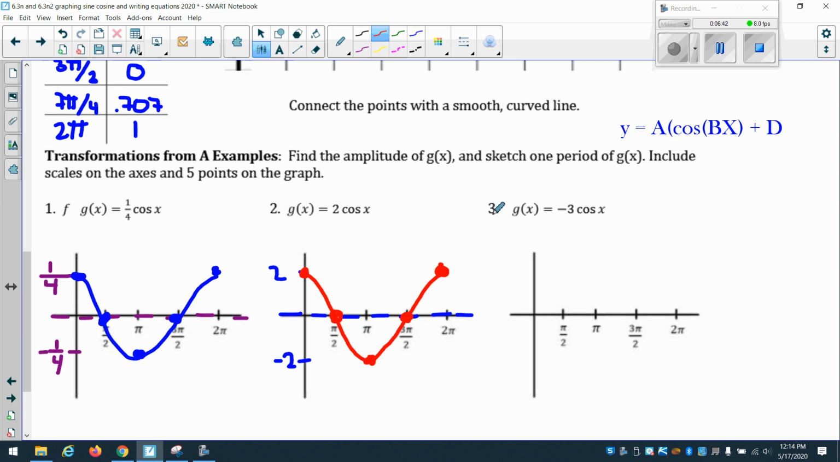In number 3, we have a negative. So what does that mean? A negative again is the reflection.